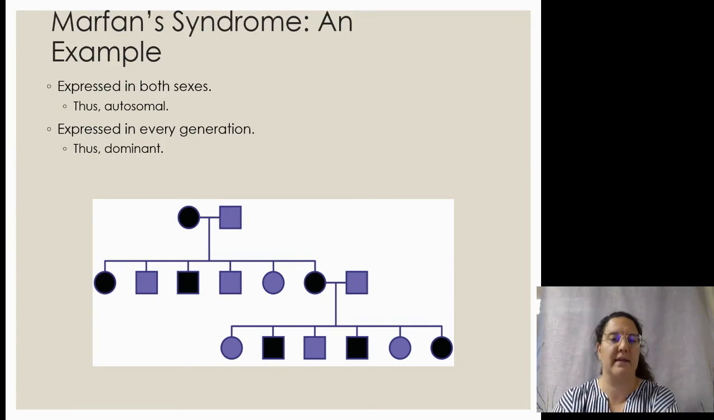So when we look at Marfan syndrome, this is expressed in both sexes roughly equally. So there are 4 females affected and 3 males affected. Therefore, we're going to assume it's autosomal. Also, because it is expressed in every generation, we're going to assume that it is dominant.